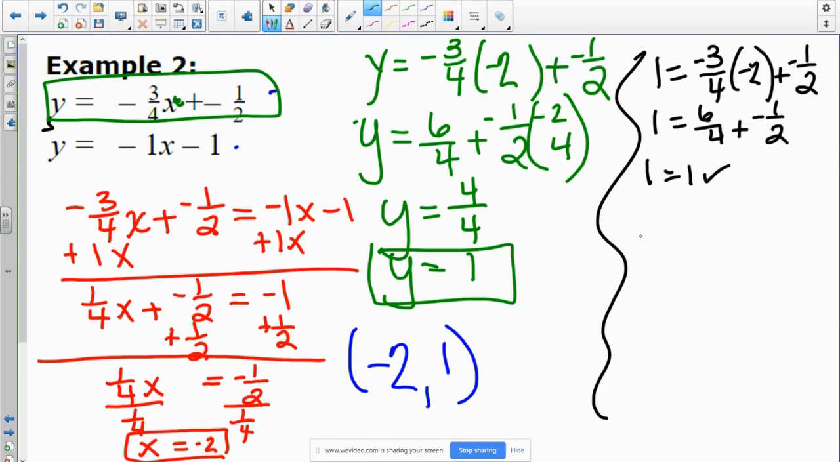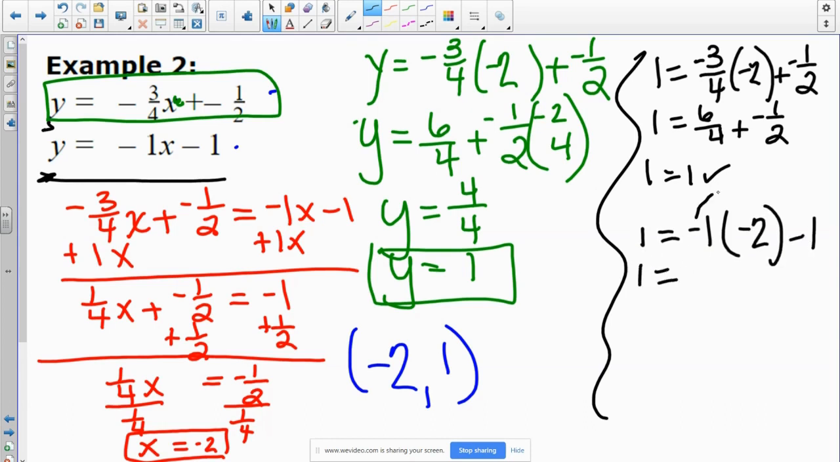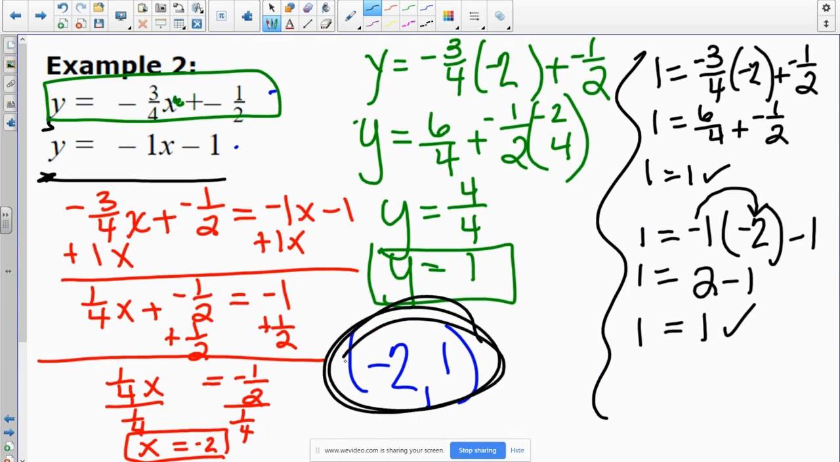Now we'll check the second one. So we think the y is 1. It equals -1 times x. We think the x is -2. And we're going to subtract 1. So -1 times -2 is 2. Subtract 1 is 1. So they both check. So I know, I guarantee, that is the solution. That is the only point, because it's one solution. This is the only point that would satisfy both of those equations in that system.